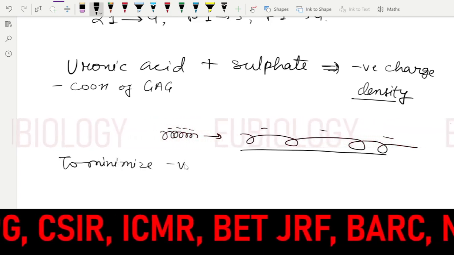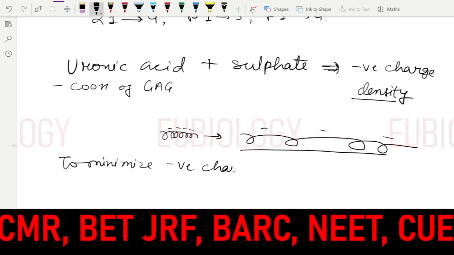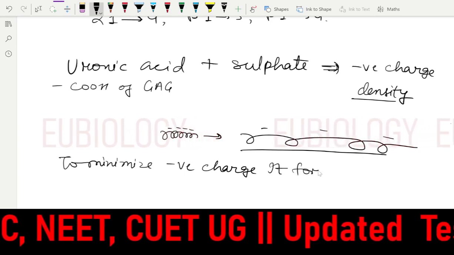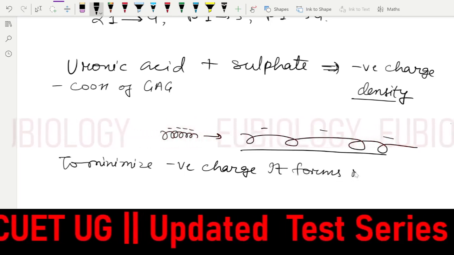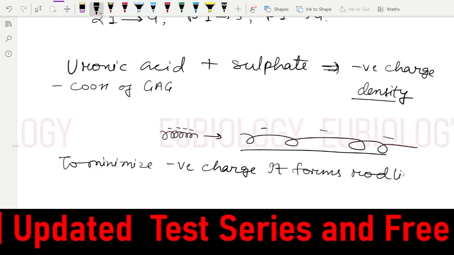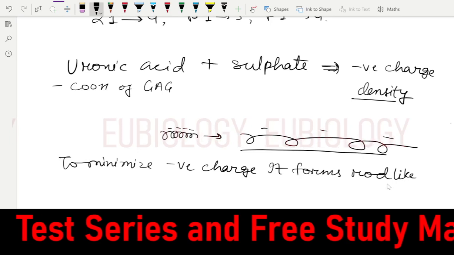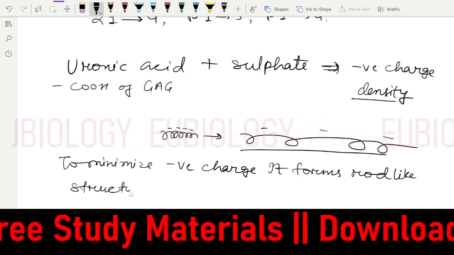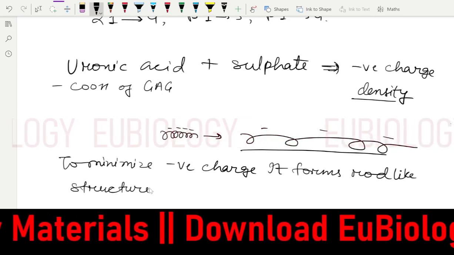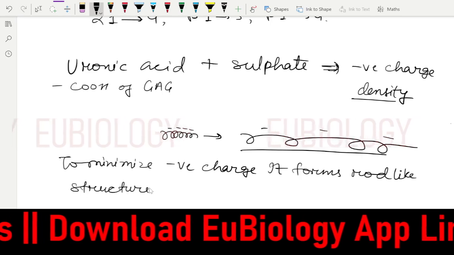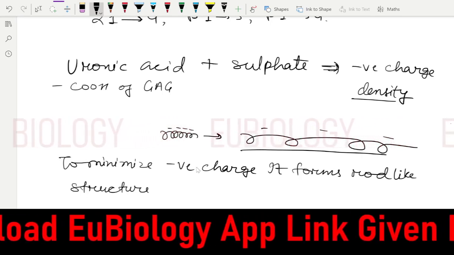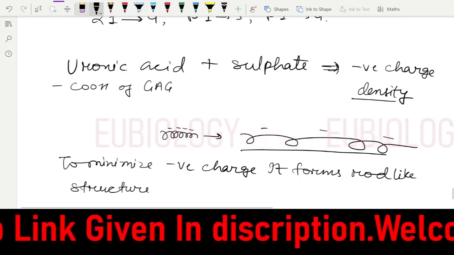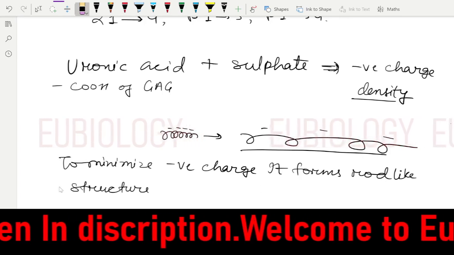to minimize negative charge, it forms a rod-like structure. Got it? So as you can see in this diagram also, rod-like helical structure, you can write.